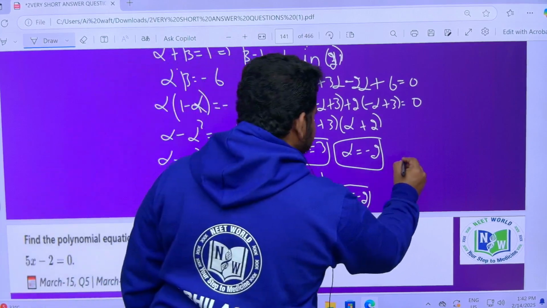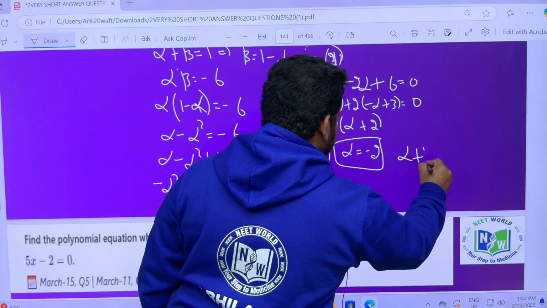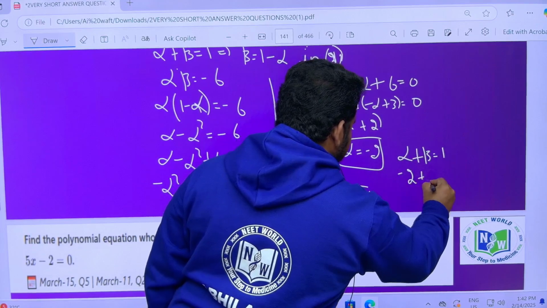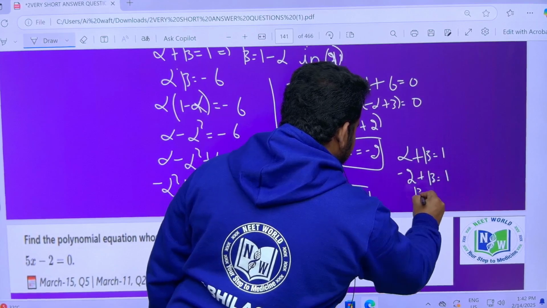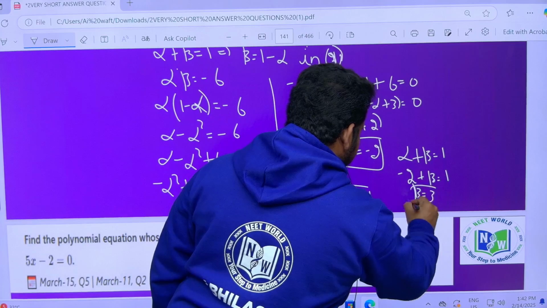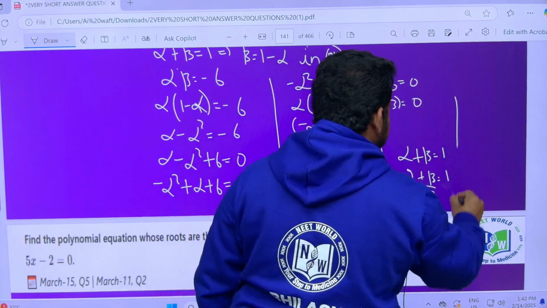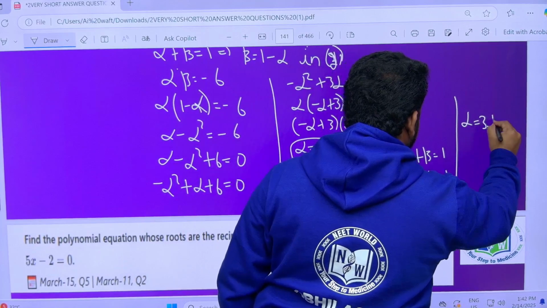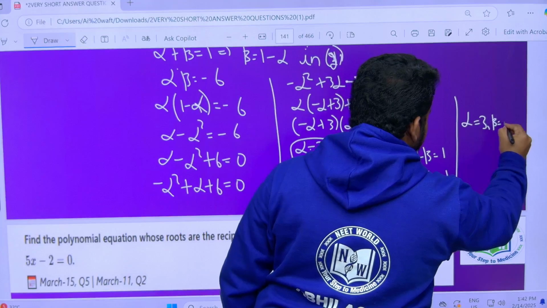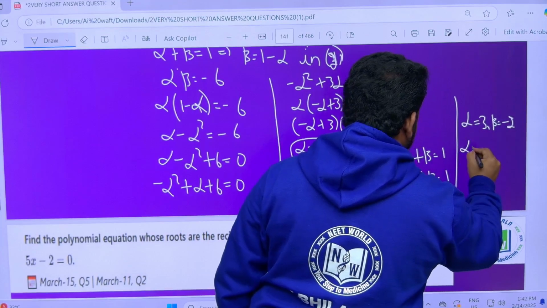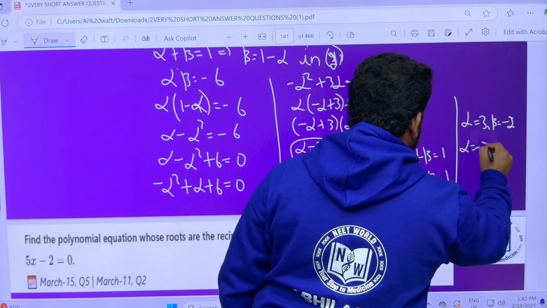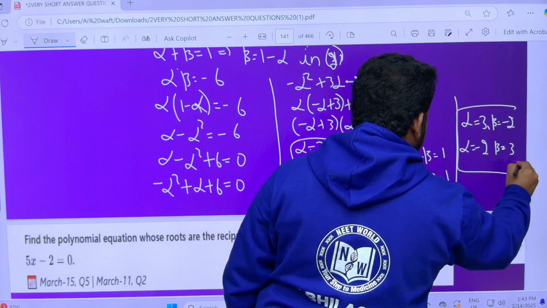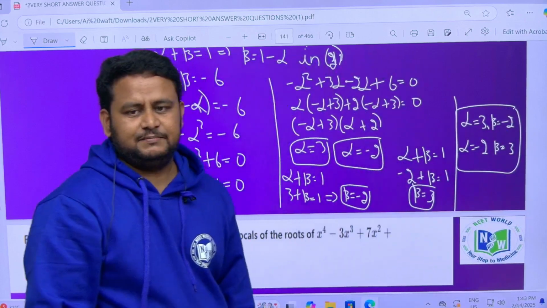When alpha is equal to minus 2, what will happen? Alpha plus beta is equal to 1, so minus 2 plus beta is equal to 1. So beta will be equal to 3. Got it, friends? So we can write it as: if alpha is equal to 3, then beta will be equal to minus 2. If alpha is equal to minus 2, then beta will be equal to 3. That's it, friends. We got the values of alpha and beta.